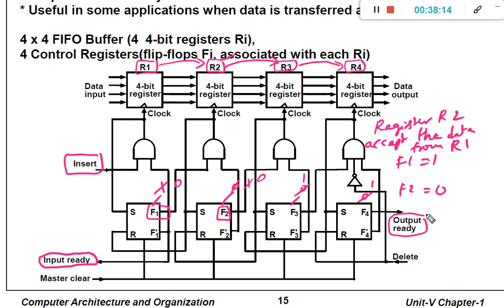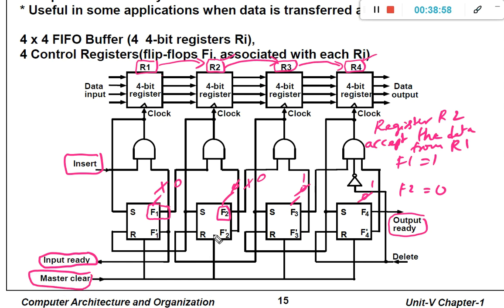Based on the value of the output ready, you can send this data to the data output lines and after that initiate the delete operation so that the data in register R4 will be deleted. If you want to set all the registers to the value 0, make a master clear. Then all control registers will be set to 0. So like this, a 4 by 4 FIFO buffer will work to transfer the data from one device to another device.